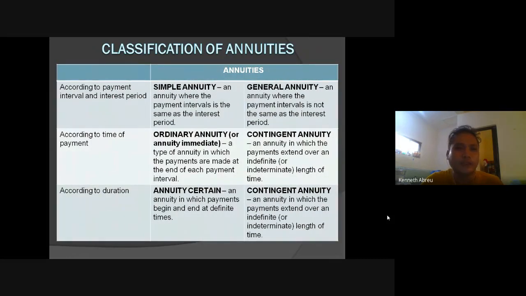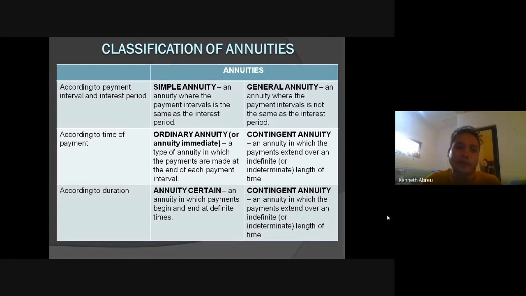According to payment interval and interest period, according to time of payment, and according to duration. Let's start first with according to the payment interval and interest period. When we say simple annuity, it is an annuity where the payment interval is the same as the interest period. While in general annuity, it is an annuity where the payment interval is not the same as the interest period.